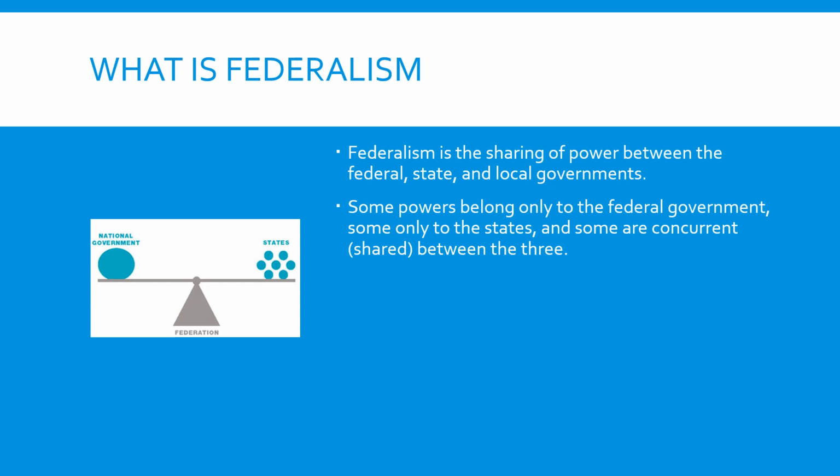And so in our system, we have a shared system where the federal government has some power, the state government has some power, the local governments have some power, and then there are some powers that we call concurrent, or they're shared between the levels of government. An example is taxes, for instance. The federal government can tax, the states and the local government can tax. So those are shared powers. All right, so we'll look at this a little bit further as we move forward.